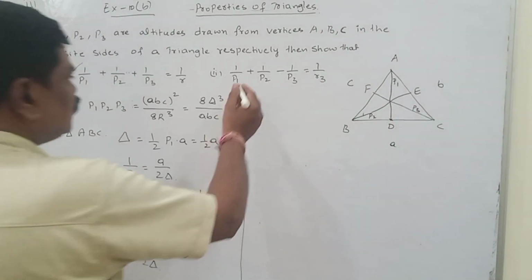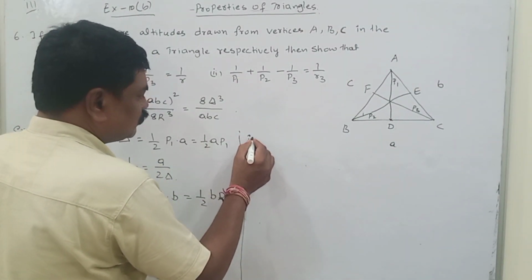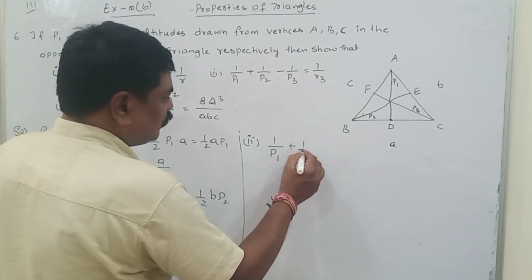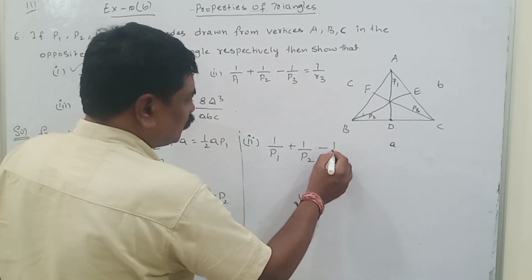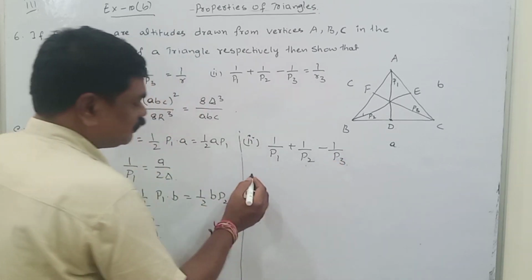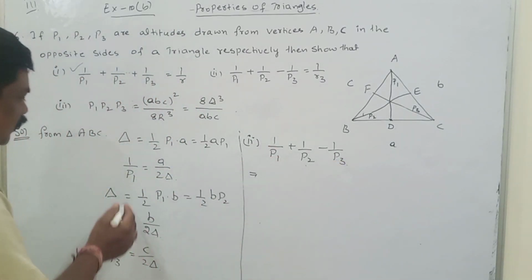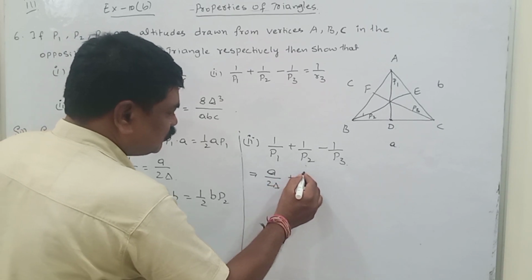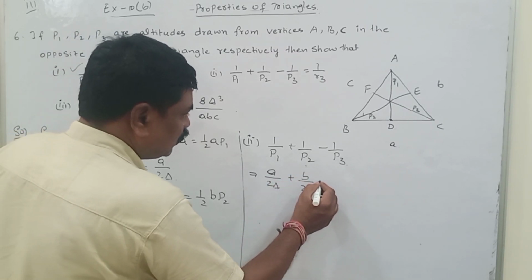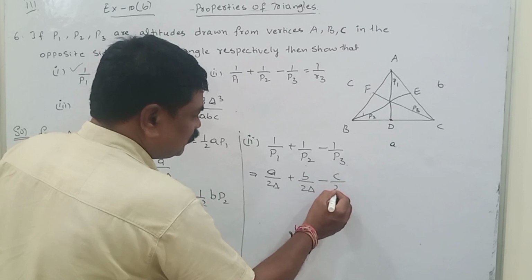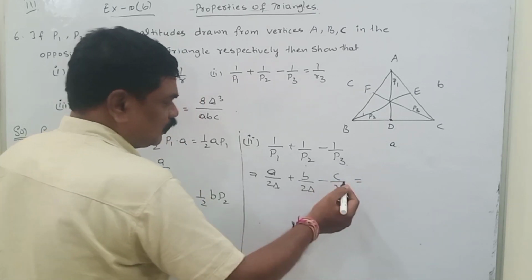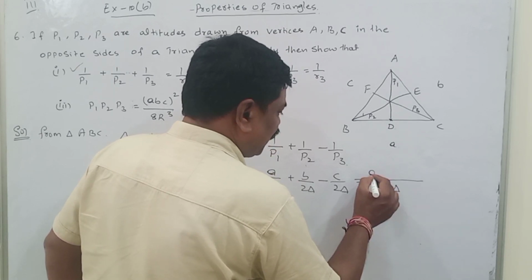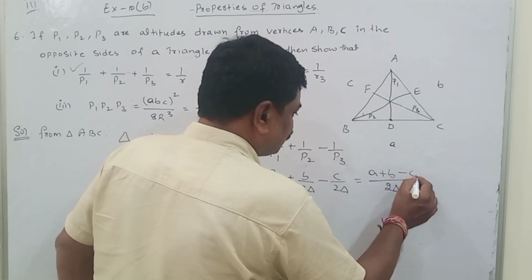Now we go for the second problem. What is the second problem here? 1 by P1 plus 1 by P2 minus 1 by P3. So what is 1 by P1? a by 2 delta plus b by 2 delta minus c by 2 delta, equal to 2 delta LCM, then a plus b minus c.